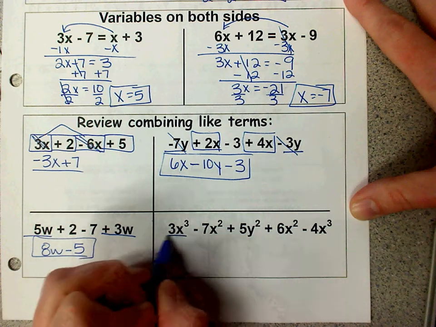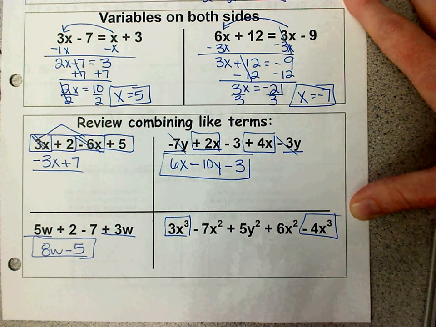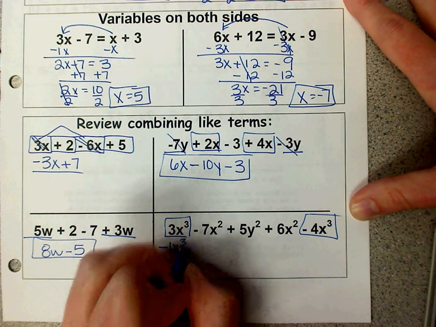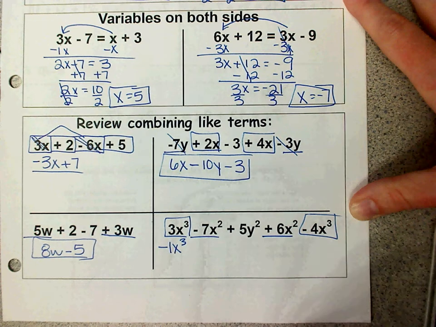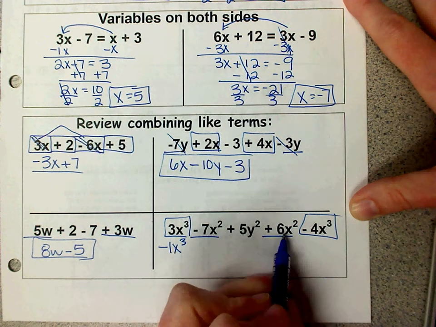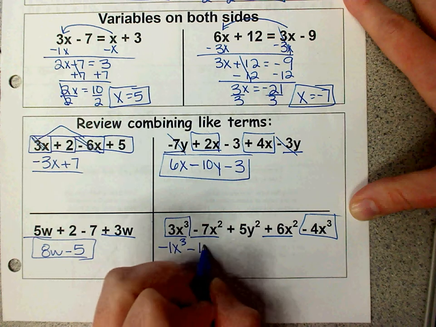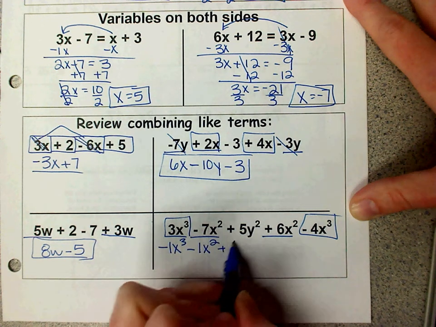Okay, the x comes first, and the exponent of 3 is the highest. So we're going to take x to the third terms first. So 3 minus 4x gives me negative 1x to the third. Then comes x squared. So negative 7 plus 6 gives me negative 1x squared. And then this one, just drop it down.